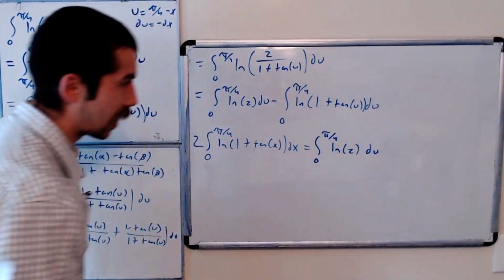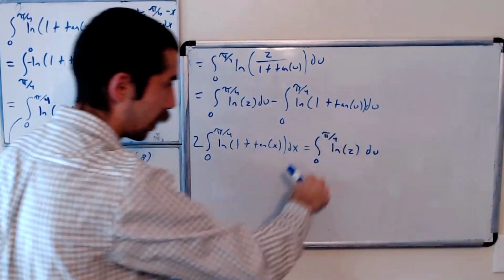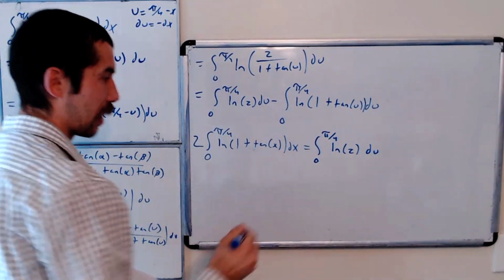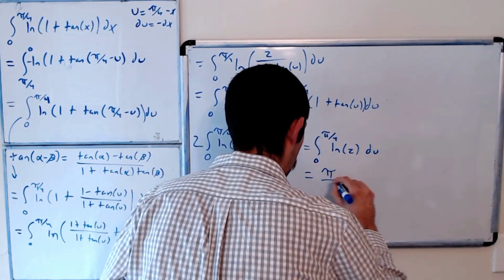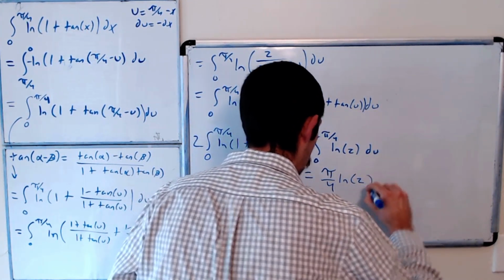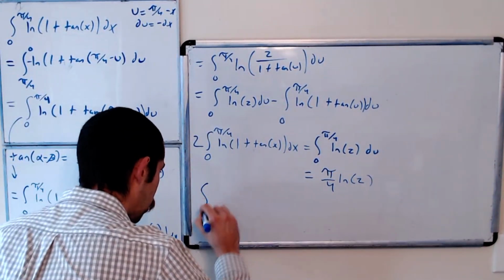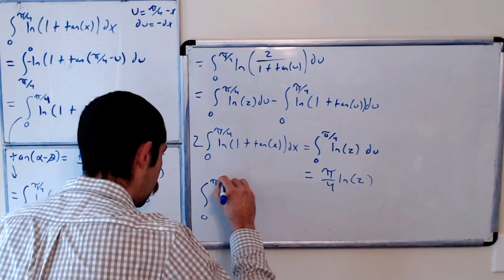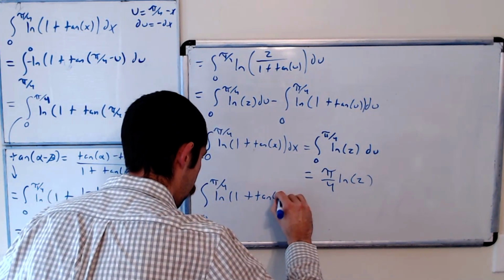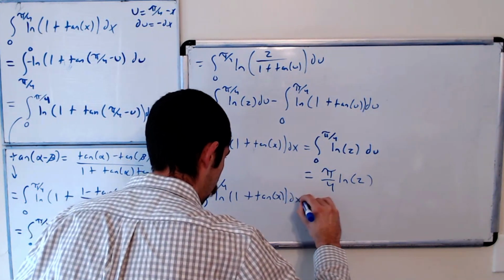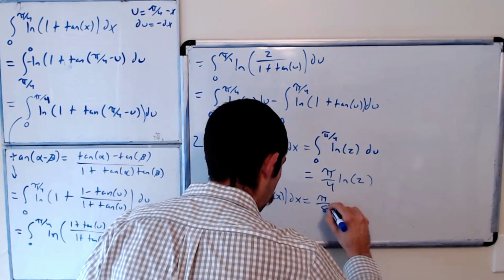This is just a constant, right? So the integral of a constant is just, well, you find the length of the interval and multiply it by that constant. So this is equal to pi over 4 ln of 2, and then we divide by 2, and we get the integral we care about. When we divide by 2, we get pi over 8 ln of 2.